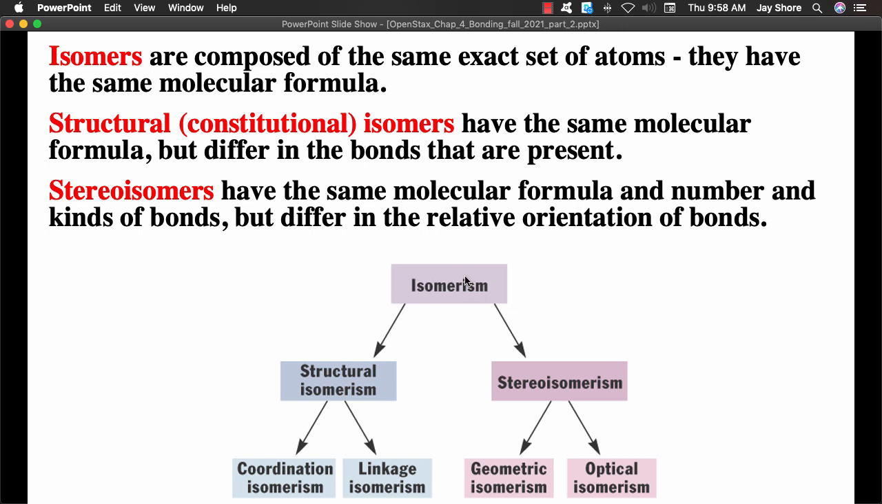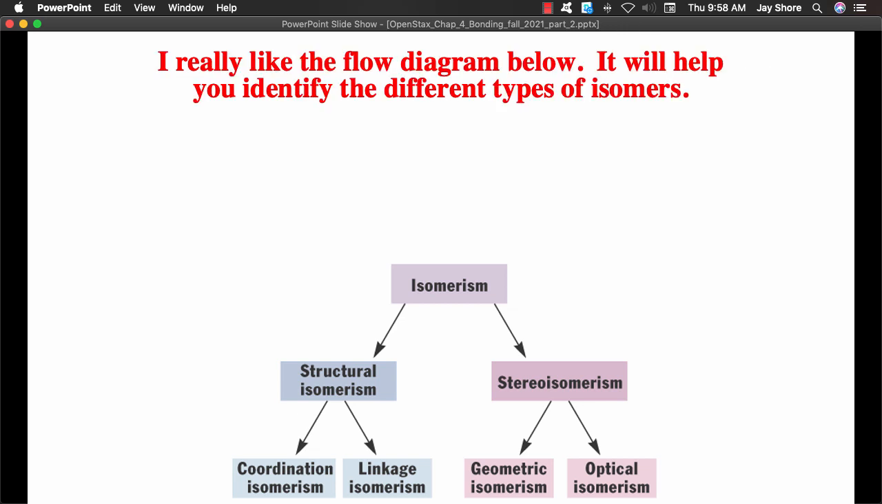Again, isomers, same set of atoms. Structural isomers, same set of atoms, different types of bonds. Stereoisomers, same set of atoms, same type of bonds, different relative orientation of those bonds. So please make sure that you understand that flow diagram.